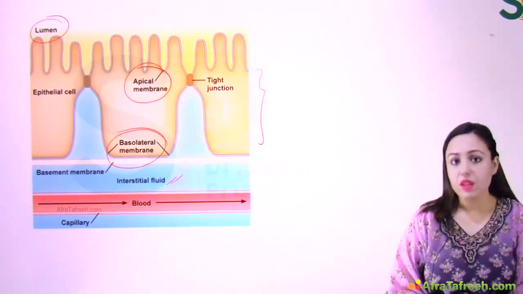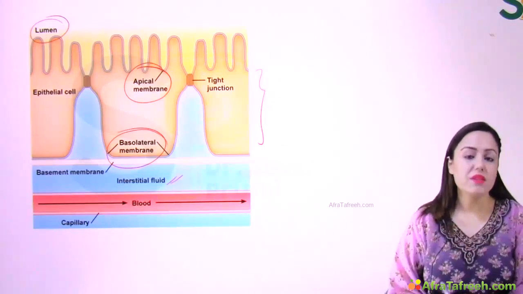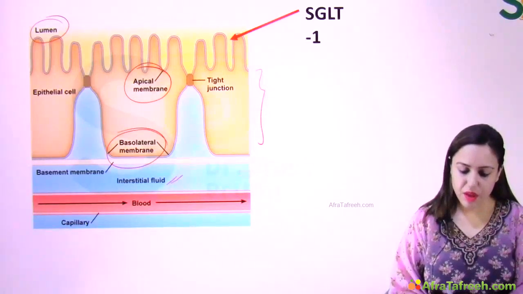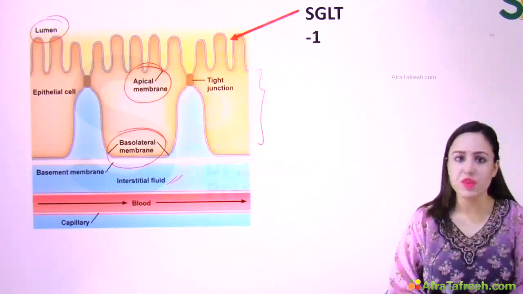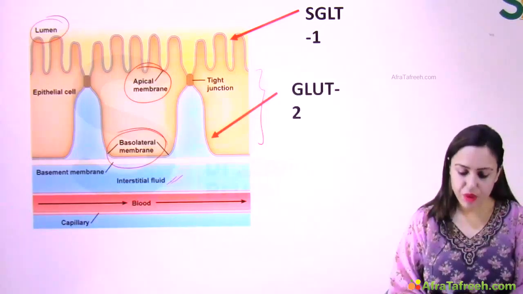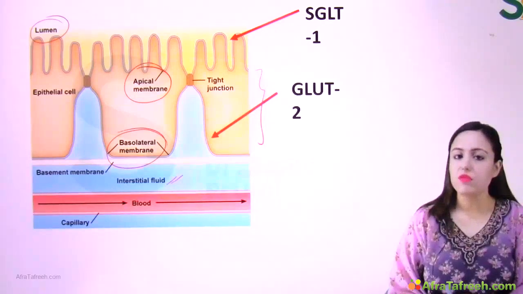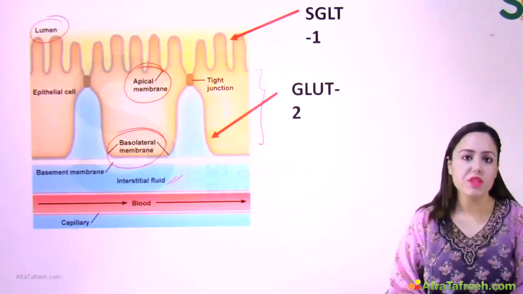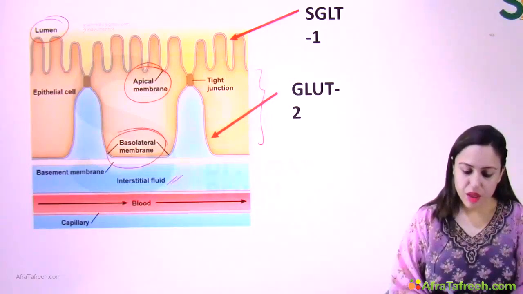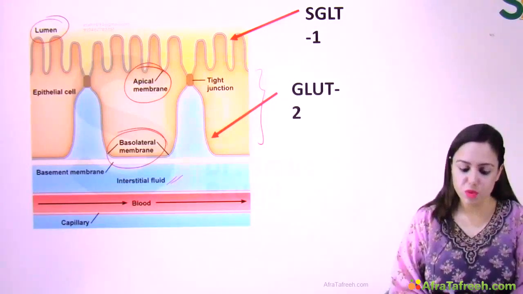Right? Where is GLUT present? Where is SGLT present? See here. Here on the apical side, SGLT1 is present in the intestine. Okay. And here on the basolateral membrane, GLUT2 is present, which is active during the fed state for absorption of glucose, right? Now, in kidneys also, both kinds of transport are present.